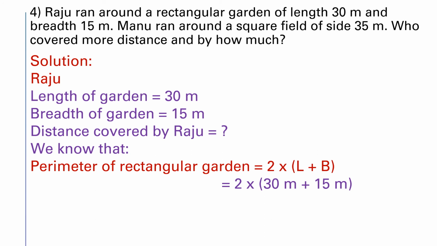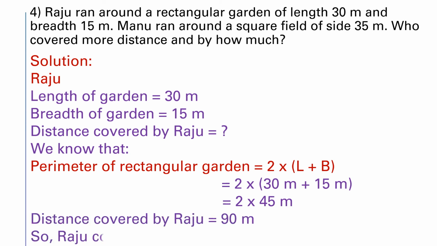By BODMAS, first we solve the bracket. So do the addition. 30 meter plus 15 meter, we get 45 meter. So write down 2 multiplied by 45 meter. Now do the multiplication. We get 90 meter. Distance covered by Raju is equal to 90 meter. So Raju covered 90 meter distance.